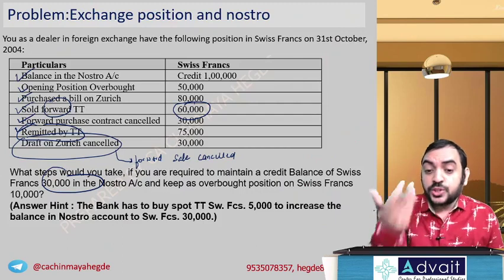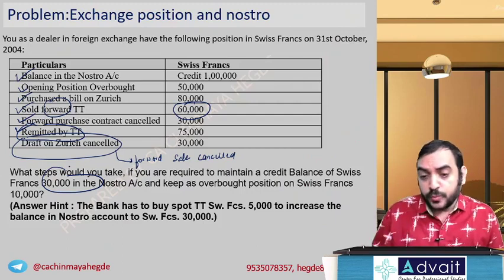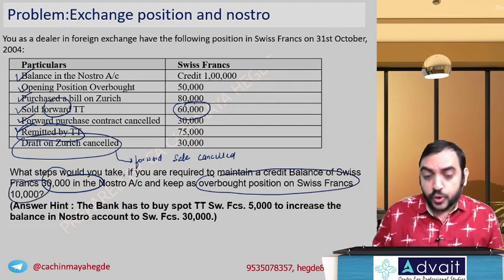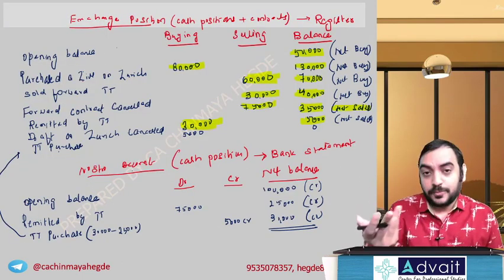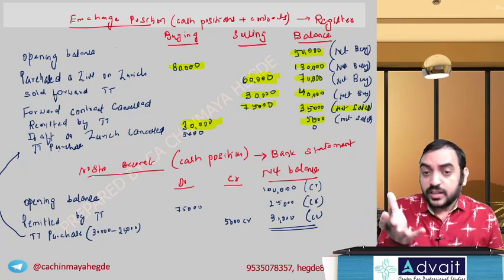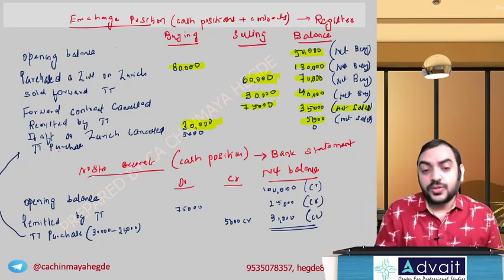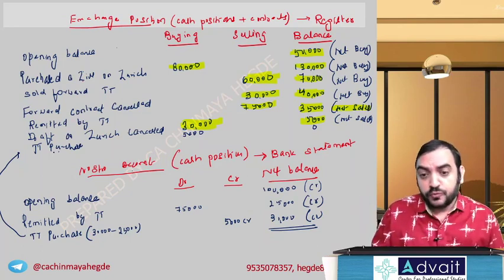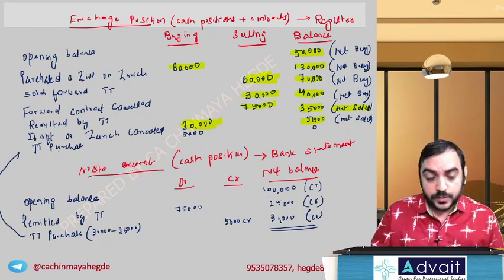And what position do they want to have? They want to have an overbought position of 10,000. Overbought position means they want to have a net buy. So from 0, they want to reach 10,000. So you enter into a forward buy contract.